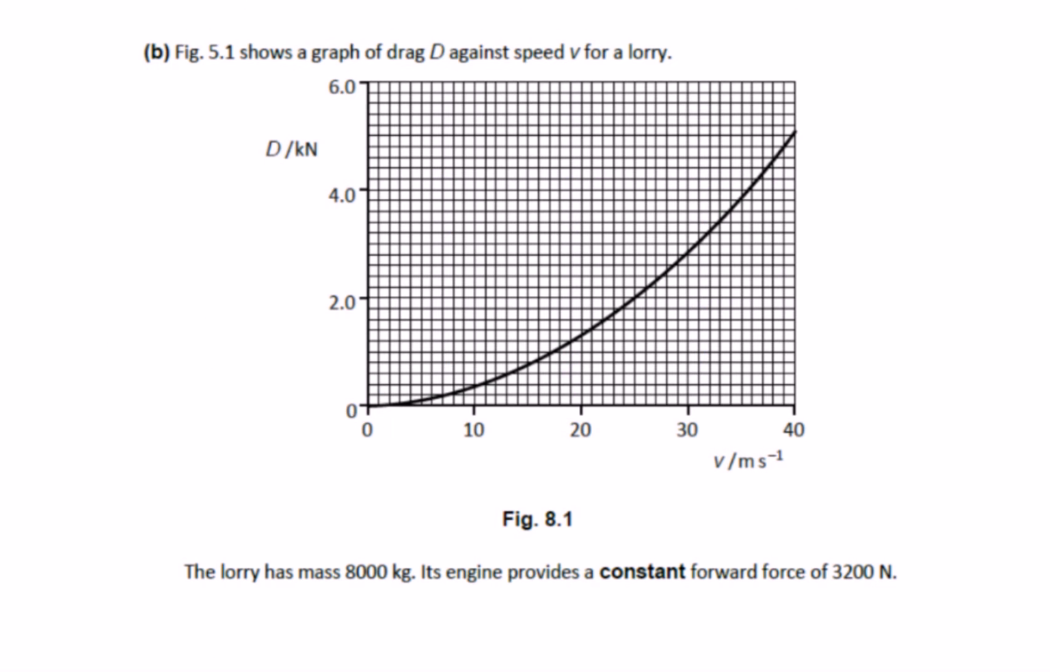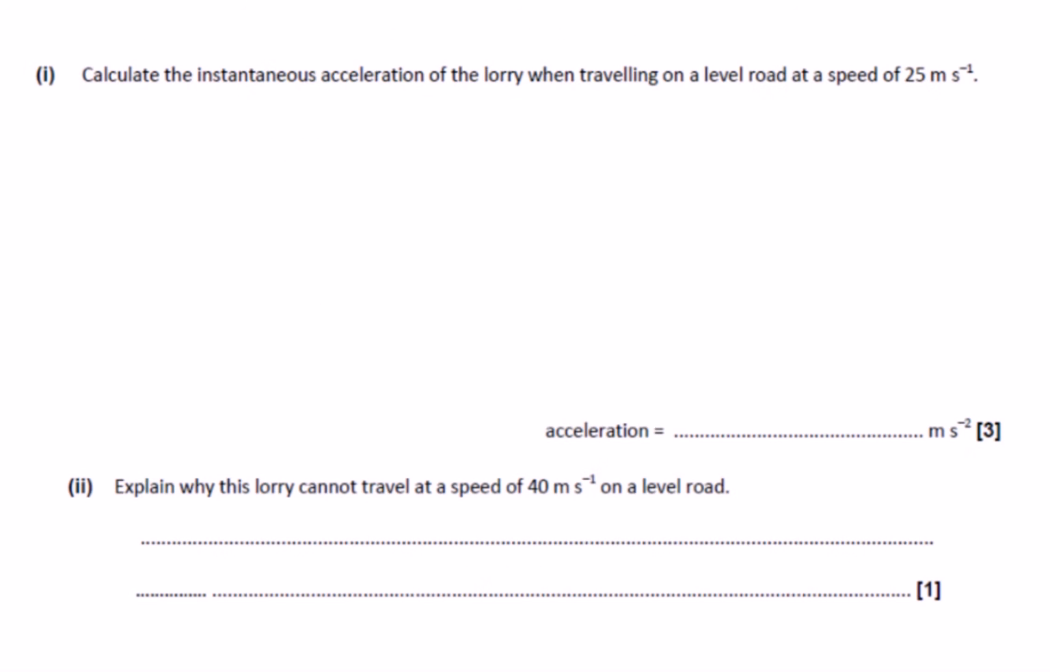Okay, let's move on to part B, where here we've got a graph of drag D against speed. So drag against speed for a lorry. Make a note that the drag is in kilonewtons. We've got the speed in meters per second. The lorry has a mass of 8,000 kilograms. Its engine provides a constant force of 3,200 newtons.